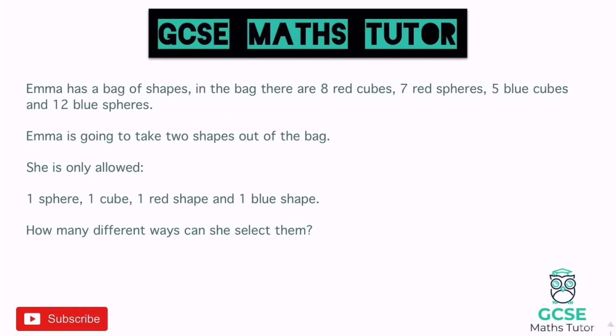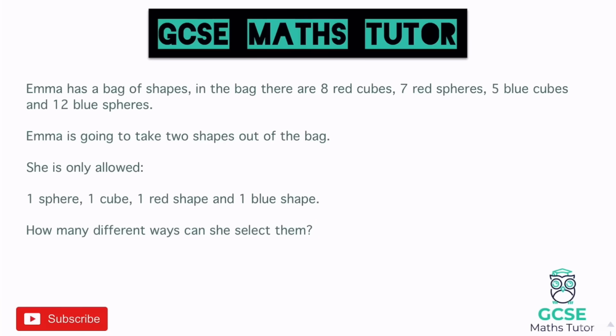Okay, so moving on to probability. So we've got here, Emma has a bag of shapes, and in the bag there are 8 red cubes, 7 red spheres, 5 blue cubes and 12 blue spheres. Emma's going to take 2 shapes out of the bag, and she's only allowed 1 sphere, 1 cube, 1 red shape and 1 blue shape. How many different ways can she select them?